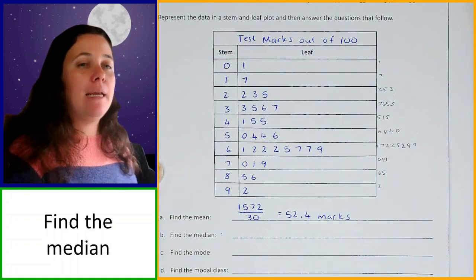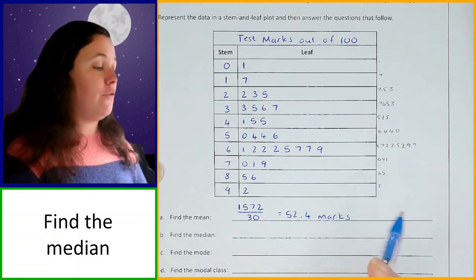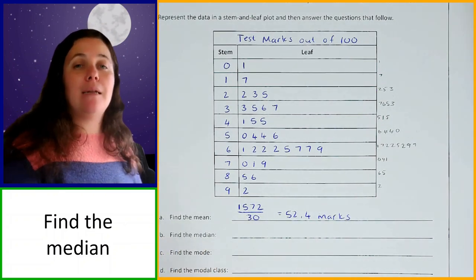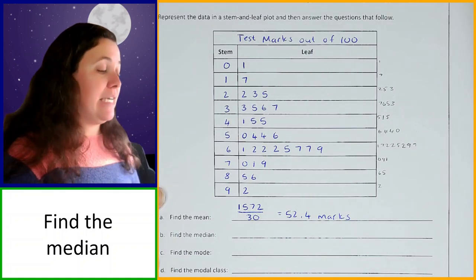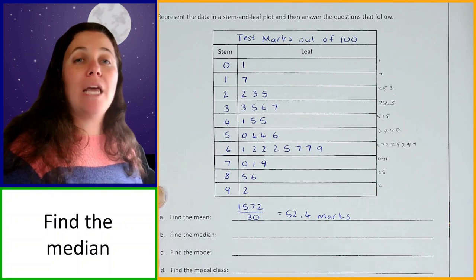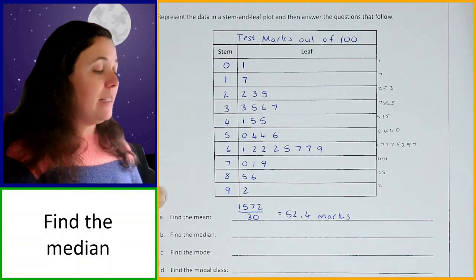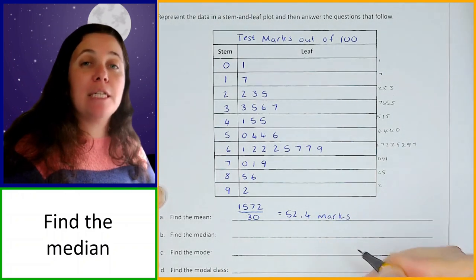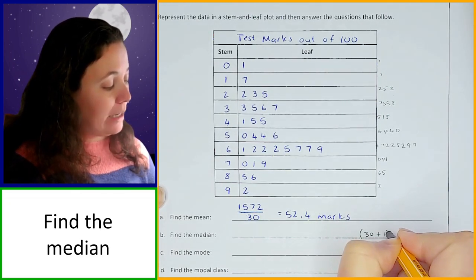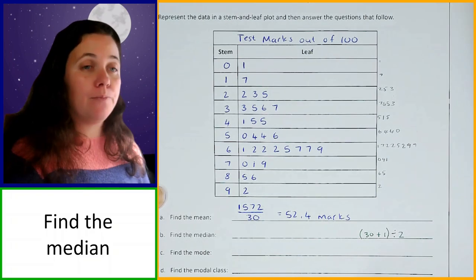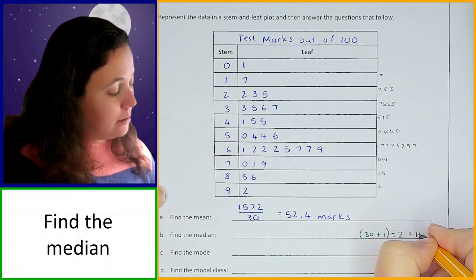Right, the next question, we need to find the median. Okay, so the median, remember, is the middle value. Now, when we were doing mean, median, and mode in the last lesson, we were working with smaller data sets. Now we're working with a bigger data set, so it helps to work out where the median is going to be. So we've already worked out that there are 30 values over here in our data. So remember, to work out the position of the median, we take the number of values, so it's 30, plus 1, and we divide that by 2. Okay, so 30 plus 1 divided by 2 is going to give you 15.5.